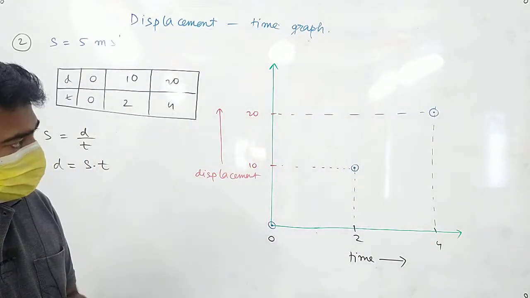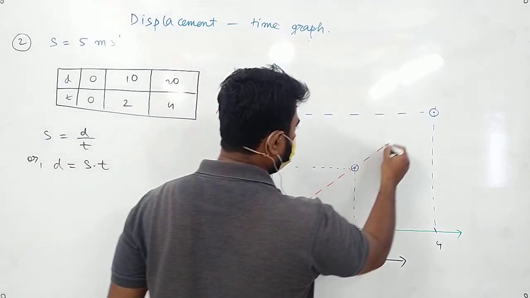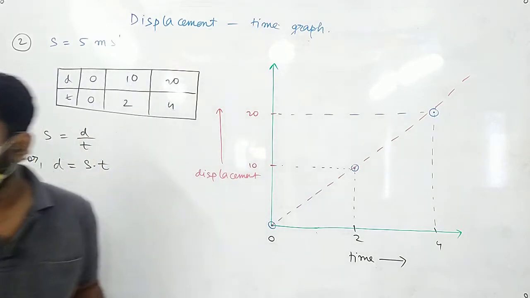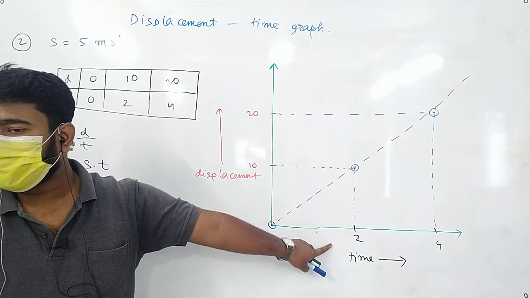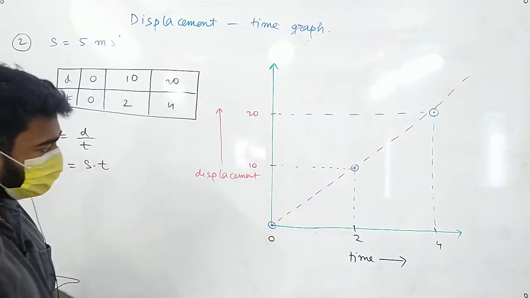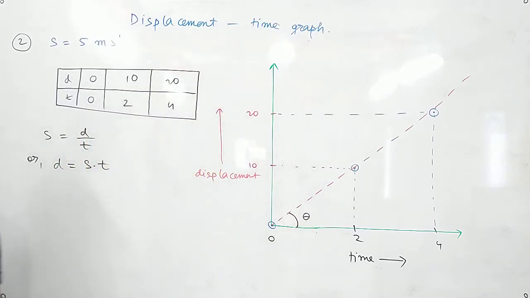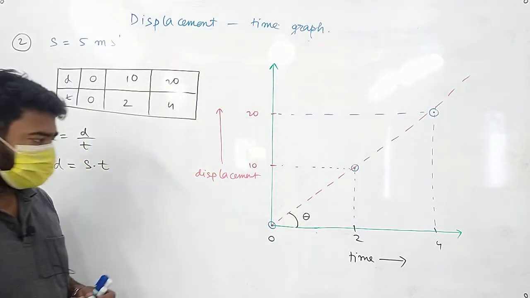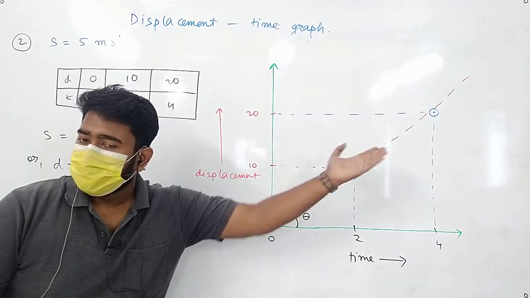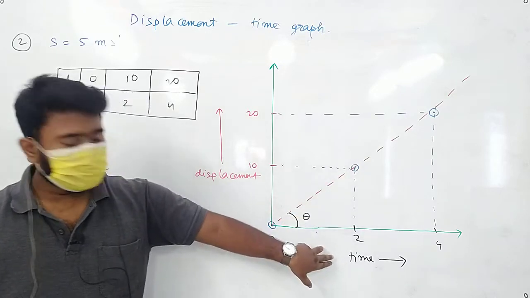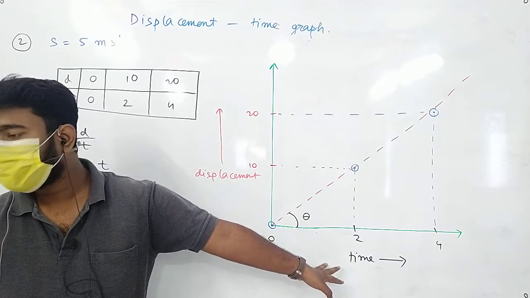Now, can we join them? If we join them, what kind of line are we getting? We are getting a straight line. Is the straight line parallel to the time axis? No. See, the straight line is inclined to the time axis by some angle, theta. It's a measurement of angle. So what are we seeing? We are seeing a line which is inclined to the time axis.